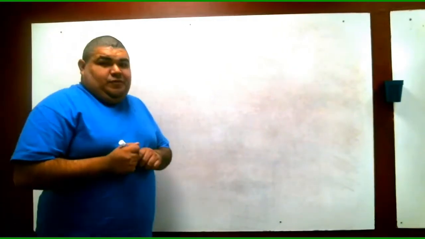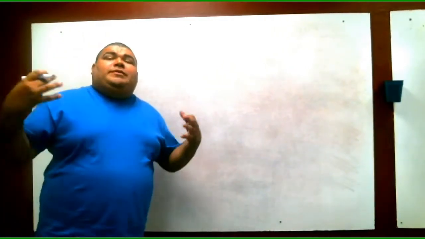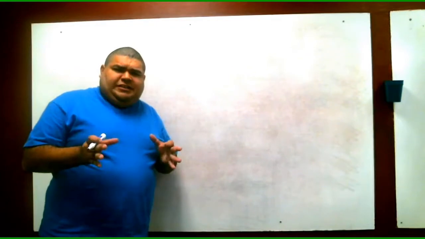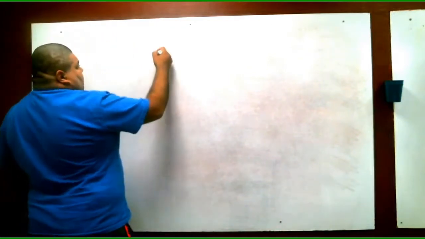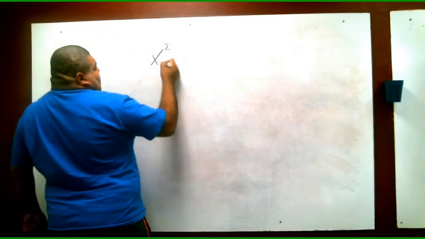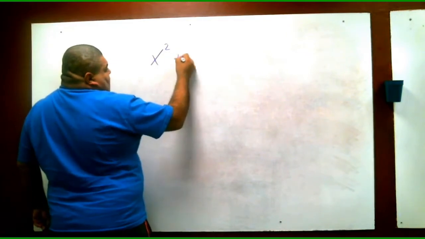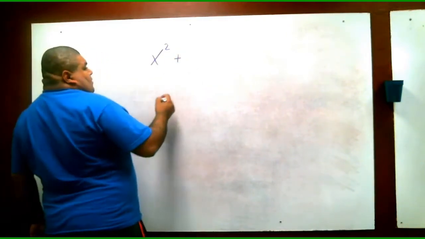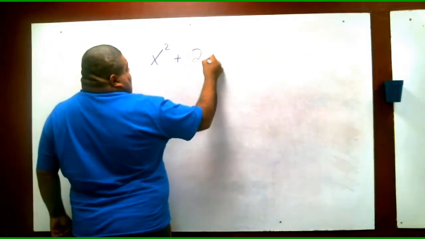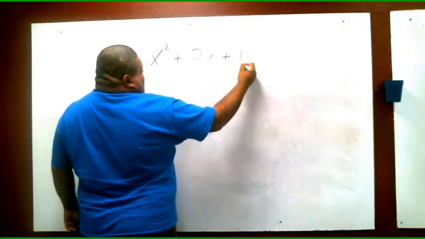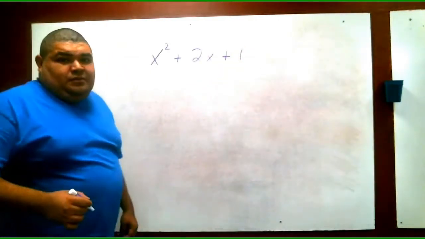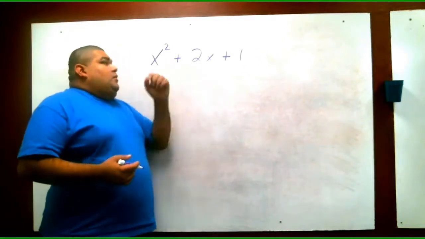Here's the example for today. The example for today, we're going to do one without the a, okay? We're going to start off very basic. We're just going to have x squared plus 2x plus 1, okay? It's a quadratic, so the square.